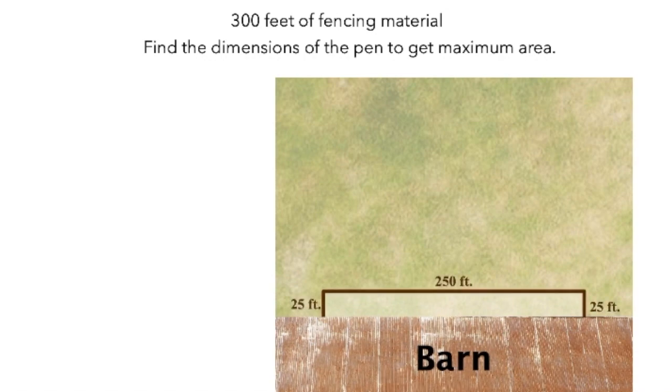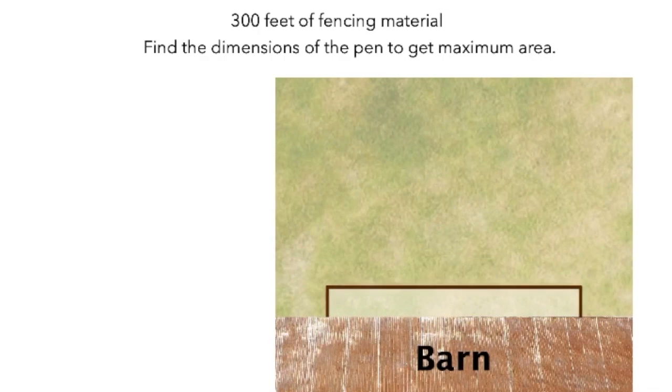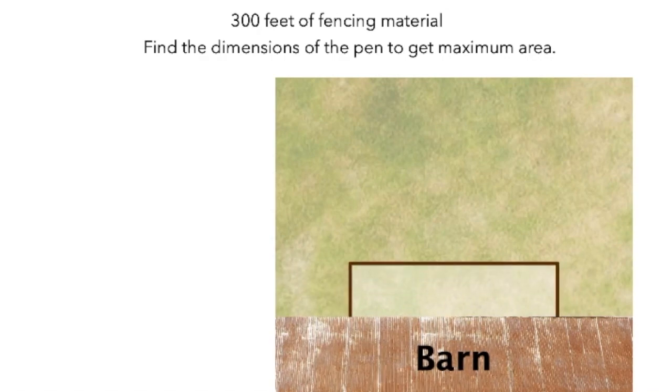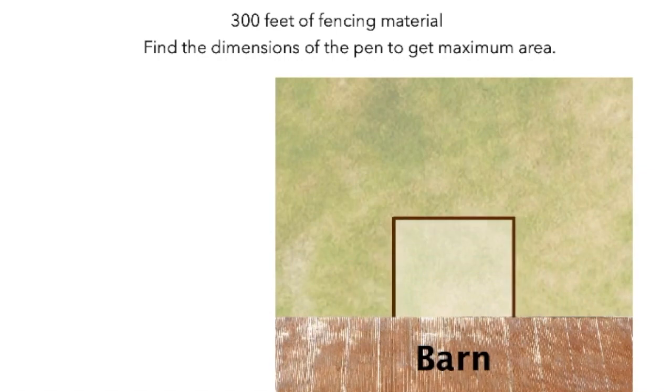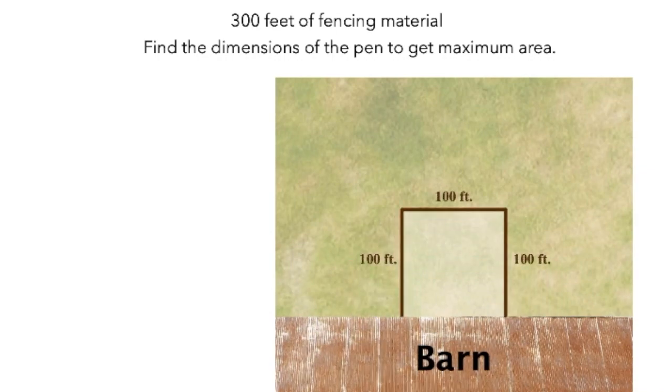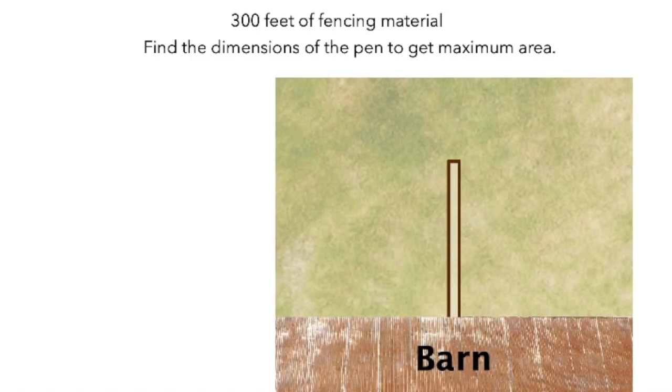250 feet by 25 feet, or it might have dimensions of 200 feet by 50 feet, or 100 feet by 100 feet, or it might be really tall and narrow and have dimensions of 10 feet by 145 feet. And since it could have any of these dimensions, we can use variables to represent the quantities.